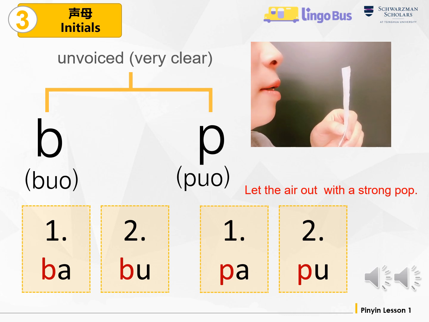As you can see, when pronouncing the 波, the paper doesn't move. The air aspirated when pronouncing the 坡 is so strong, the paper bends. Now, your turn to say it.